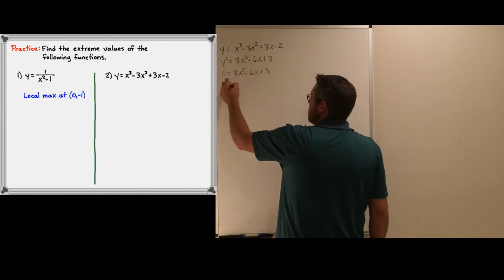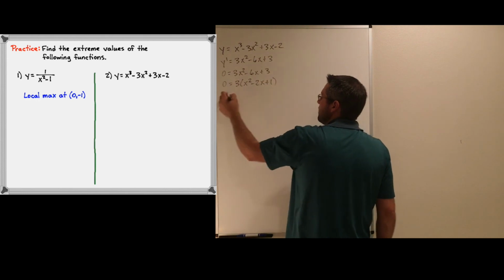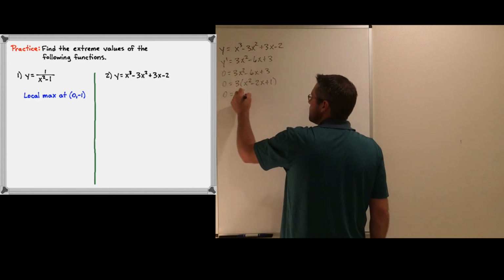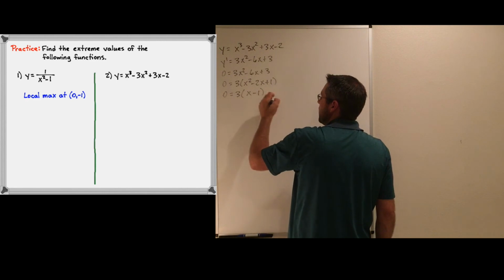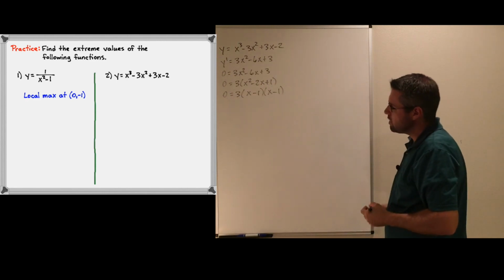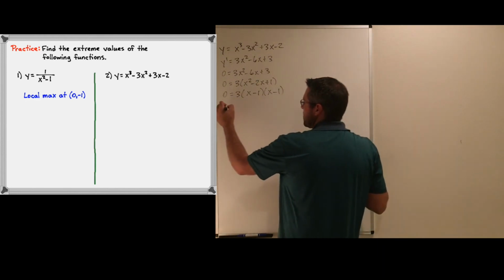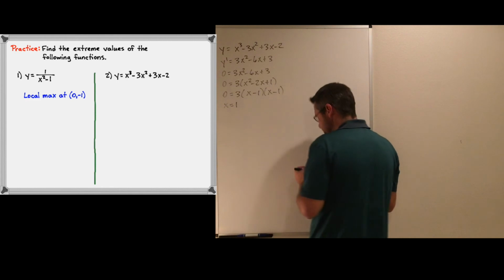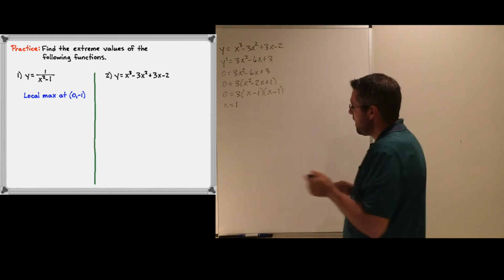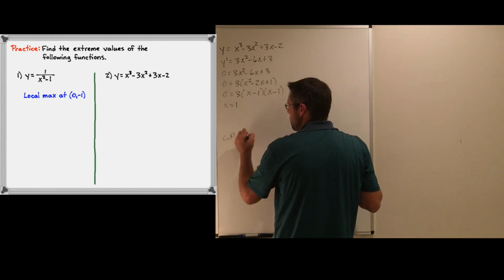I'm going to factor out a 3 here, and then do some quadratic factoring. That's going to be x minus 1, actually x minus 1 squared, but I'll write it as x minus 1 times x minus 1. That is the factored form, which means x equals 1. So now we have a critical point of x equals 1.